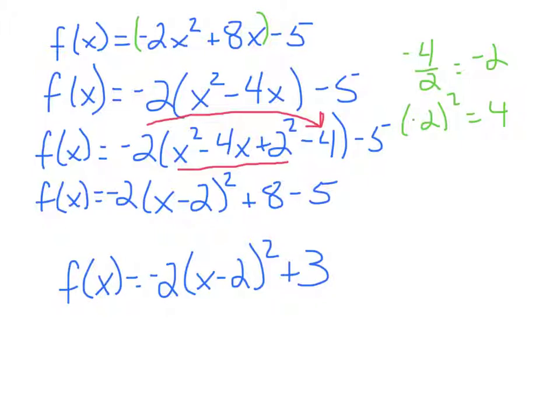Okay, and so that is the same quadratic. Now it is just in vertex form, and you can tell a lot about what's going on here. We're actually able to tell that the vertex is at the point (2, 3). We also can tell that the axis of symmetry, which runs through the vertex, is going to be x equals 2. The -2 outside tells us that it opens downward and that it's going to be thinner than normal.